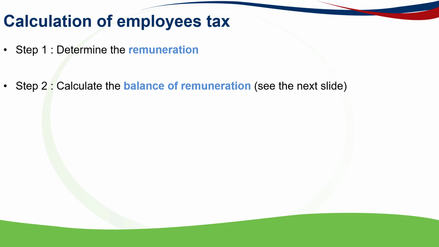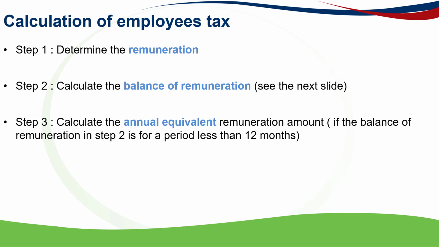If the balance of remuneration is for a period less than 12 months, then the third step is to calculate the annual equivalent remuneration. When calculating the annual equivalent remuneration, it is important to note the period in which the amount was received. Remember that any variable remuneration will be included in remuneration in the month that it is paid, and that is in terms of section 7B.